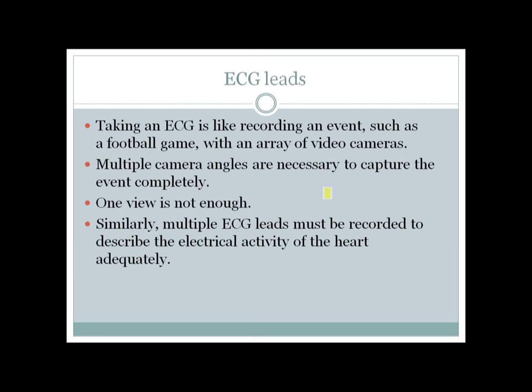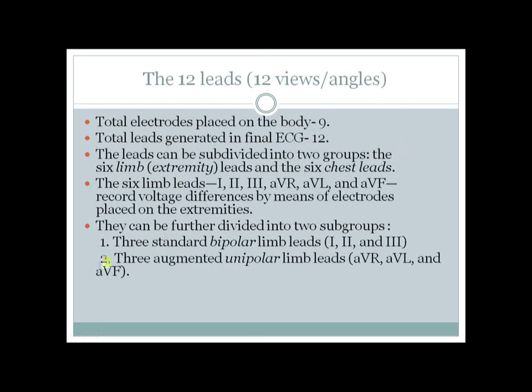is that electrical activity in the heart is such an event that you cannot capture the whole event from a single view. It's like a football game. In a football game, you need multiple video cameras to get the complete idea. The complete idea can never be taken from only one view. So multiple ECG leads are needed to describe the electrical activity that goes on in the heart to get a complete picture or an adequate picture. And that's why we see the electrical activity in the heart from 12 leads.